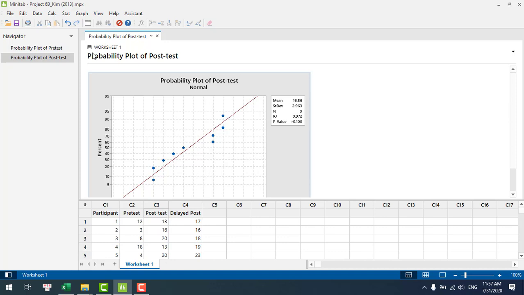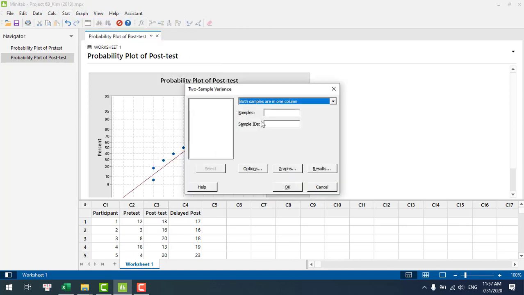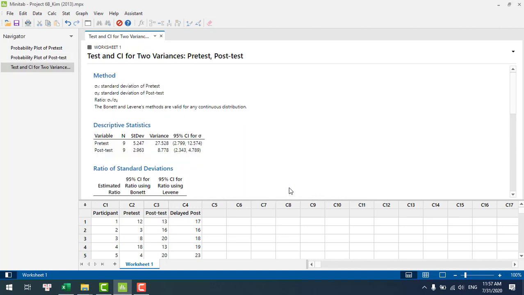Next, we're going to check for equal variances. So what we do is, again, we go to Stat, Basic Statistics, and now we're going to go to 2 Variances. So Stat, Basic Statistics, 2 Variances, click, and we have them in their own columns. So we have 2 columns. Sample 1 is going to be the pre-test. Sample 2 is the post-test. Click, and we get our scores here.